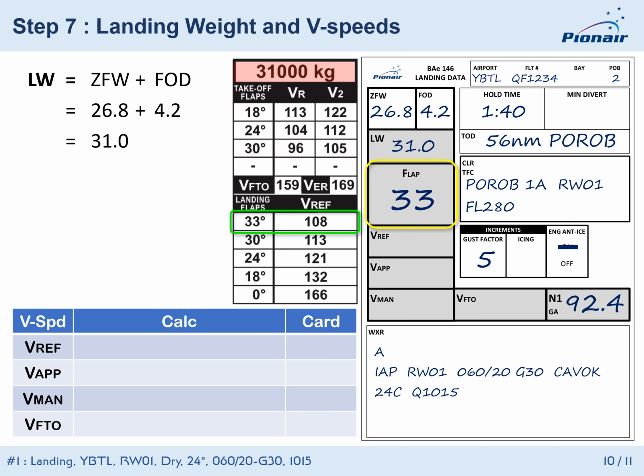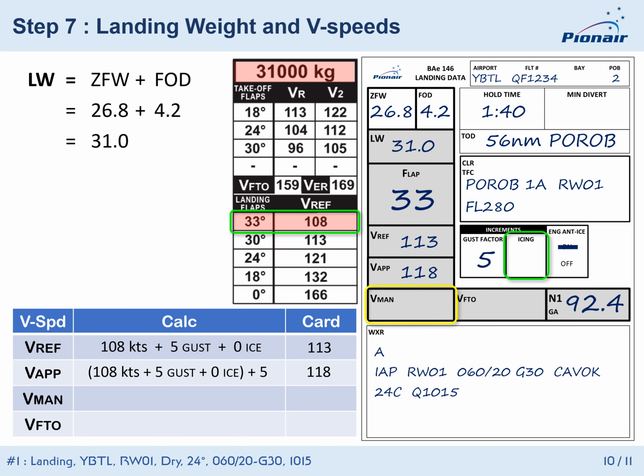Now we have to apply the increments. We've already calculated gust factor as 5 knots. In this case, our icing factor is 0. So our VREF becomes 108 plus 5, that's 113 knots onto the card. V approach is speed card VREF plus gust plus ice plus 5 knots. In this case, let's write 118 knots on the card.